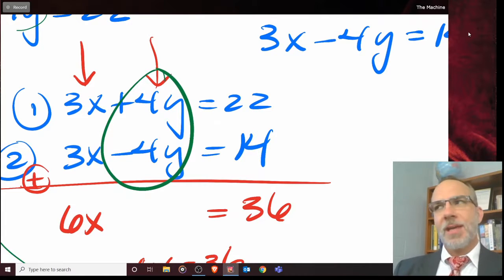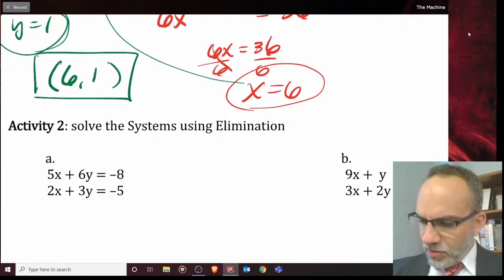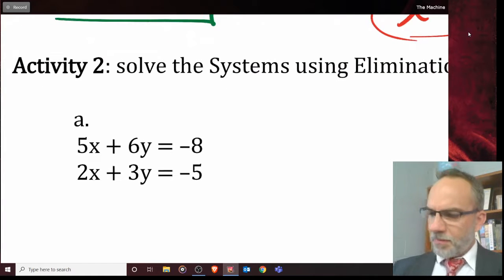How do you do it then if it isn't so easy? Well, remember that the rule of equations is whatever you do to one side of the equation, you have to do to the entire other side. So you can multiply equations, both sides by the same thing, and it's still the same equivalent equation. So let's talk about this one here, activity 2. Solve the system using elimination.